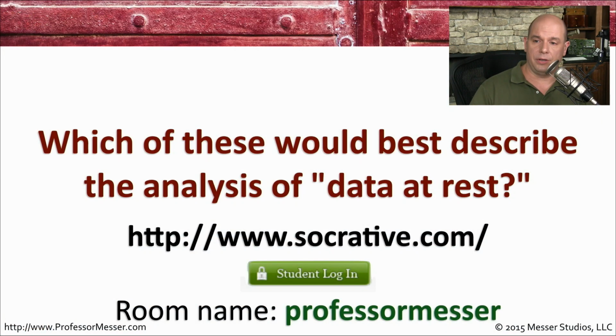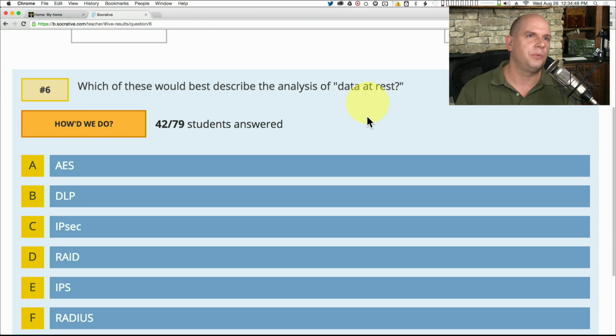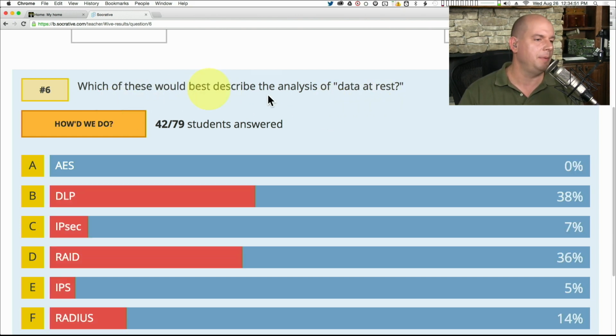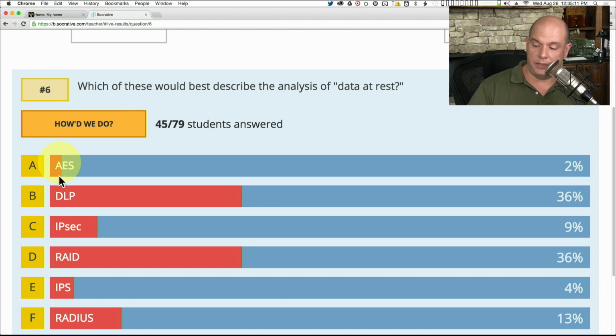If you think you know the answer, go to Socrative.com and you'll be able to see what the answer might be. In this case, I think I threw one at you that maybe mixed us up a bit. In fact, we're sort of all over the place. I guess we have two that are very close to each other. 37%, just ahead of everybody, is DLP. 35% is RAID. And it all drops off from there. RADIUS is 14%, and then single digits for IPS and IPsec. Nobody chose AES. Wouldn't it be great if it was AES? Wouldn't that be a killer? Oh, nope, somebody got 2%. So wouldn't be so great to have that there.